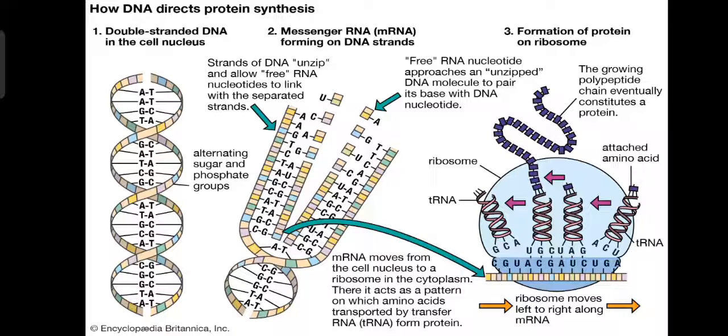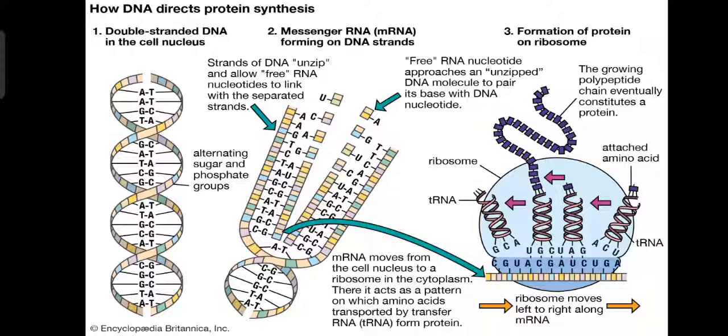There is a question: how does DNA direct protein synthesis? Here we have double-stranded DNA in the cell nucleus. In the first step, the strands of DNA unzip and allow free RNA nucleotides to link with the separated strands. In the second step, messenger RNA forms on the DNA strands. A free RNA nucleotide approaches an unzipped DNA molecule to pair its base with a DNA nucleotide.